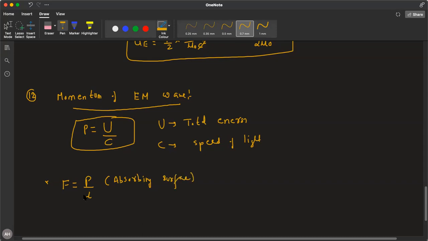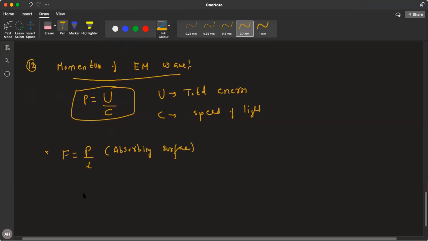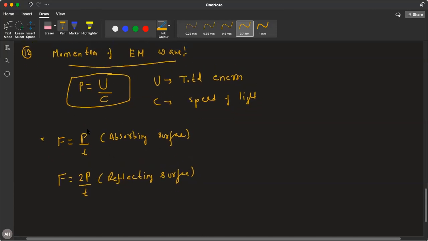But if you have a reflecting surface, what type of surface is a mirror? Is it a surface which absorbs or a reflecting surface? Reflecting. If you have a reflecting surface, then force is 2P by T. So remember this: if you have an absorbing surface, then your force is P by T. But if your surface is purely reflecting, then your force is 2P by T. Here P is momentum and T is time.